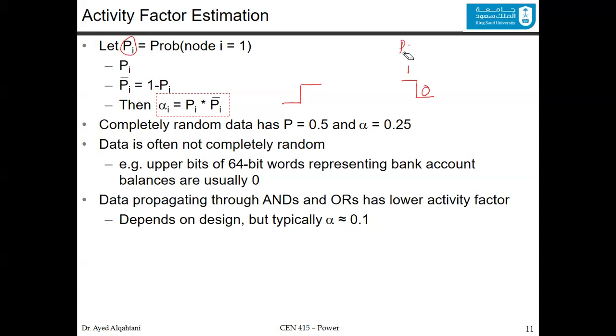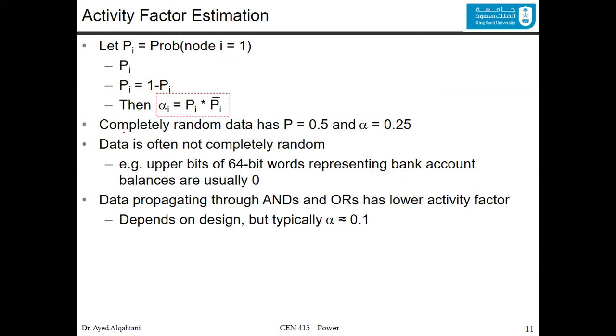And I'm emphasizing this, we have an AND, so we multiply by the probability of having a 0 after that, which is going to be the opposite of this probability, meaning that the node is equal to 0, which is P of I bar. So it's times P of I bar. And this is what we mean. And this way we get the activity factor at that node I.